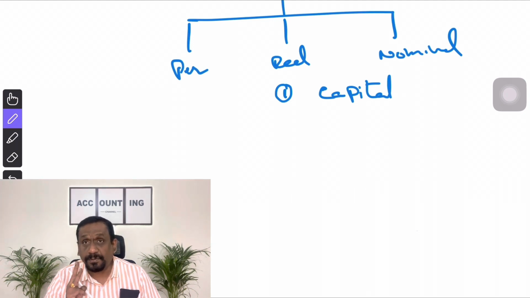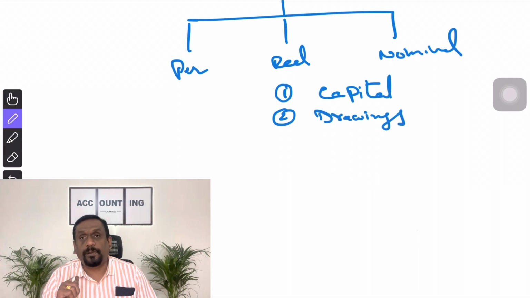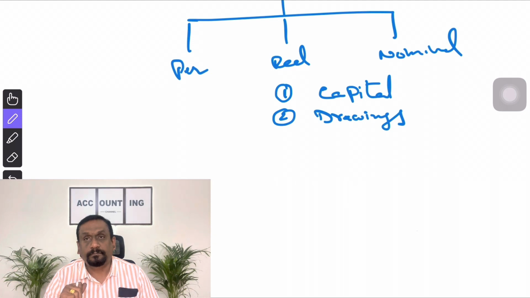Personal accounts are of three types: natural persons, artificial persons, and representative persons. Which type of personal account is it? Capital is a representative person. Clear? Number two, drawings. Drawings is what type of account? Drawings is also a personal account. What type of personal account? Representative person.